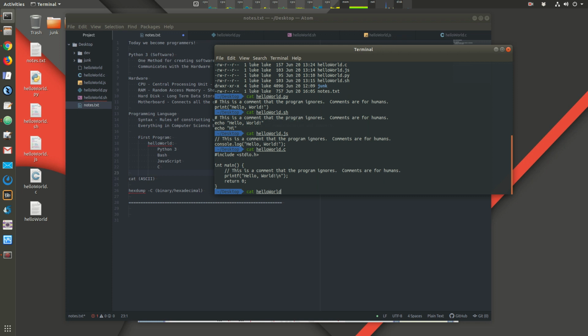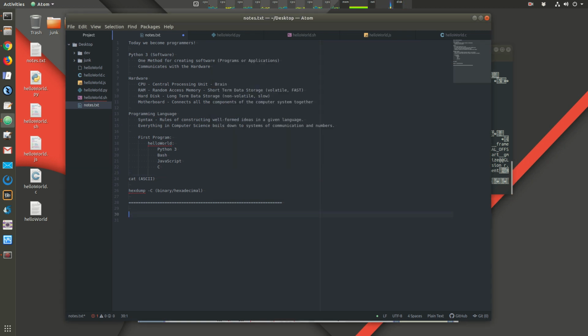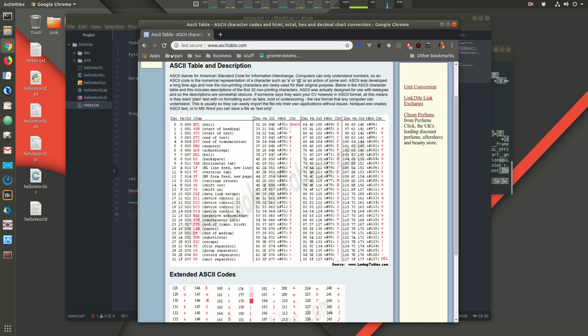All right, now when I try to cat hello world, we get gibberish. It's because not all of the numbers in this file, the binary numbers, correspond to ASCII characters. And so when the terminal doesn't know what to print out, it tends to print out different types of junk. Okay, so we are going to discuss a little bit about binary to get familiar with the ASCII numbering system.